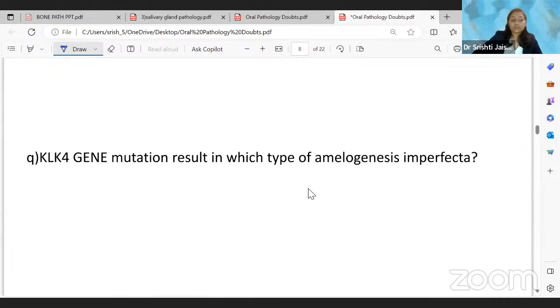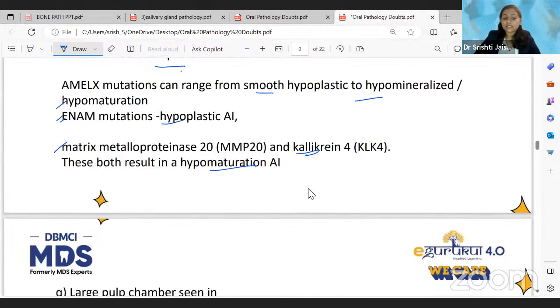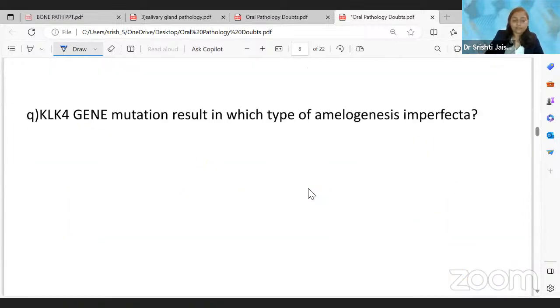Okay, so the question: kallikrein 4 gene mutation results in which type of amelogenesis imperfecta? It is the hypomaturation type of amelogenesis imperfecta. So remember, it gives hypomaturation type of amelogenesis imperfecta.